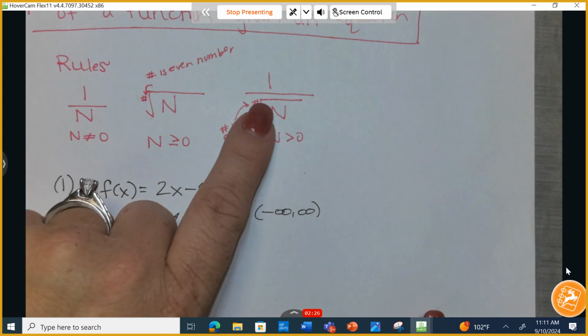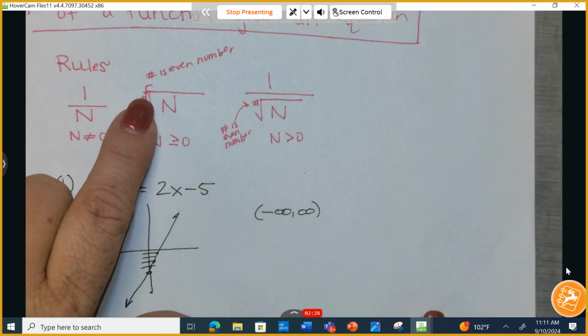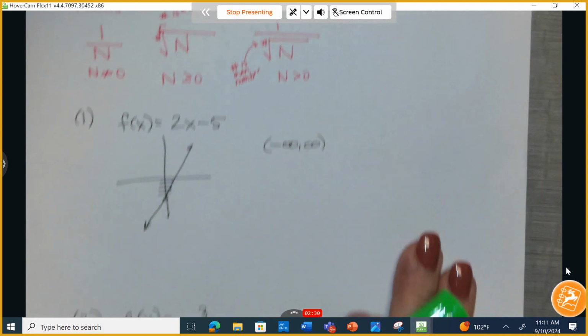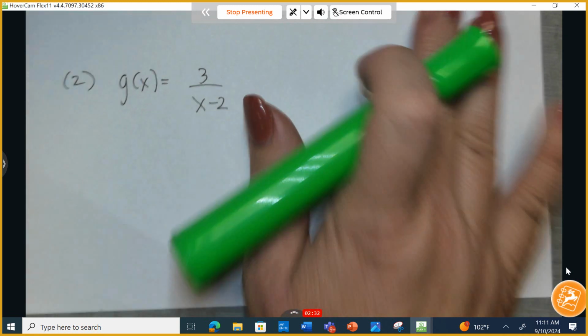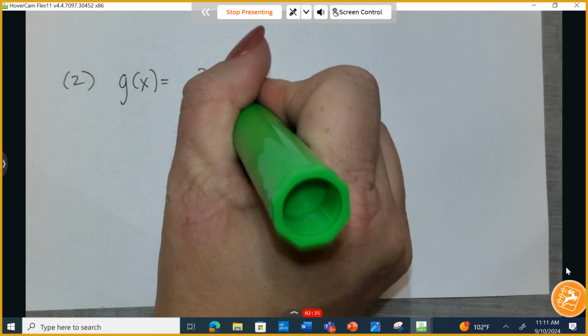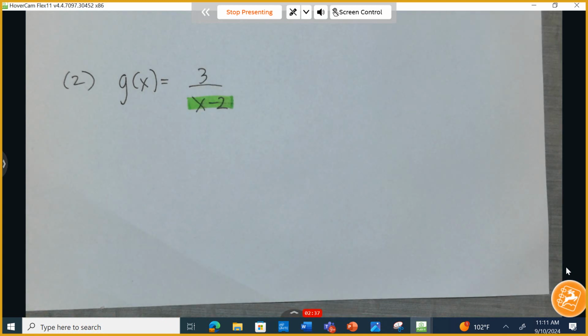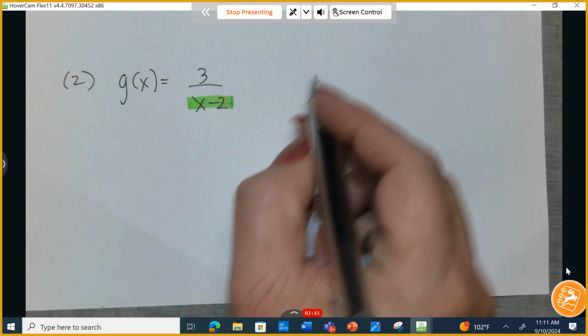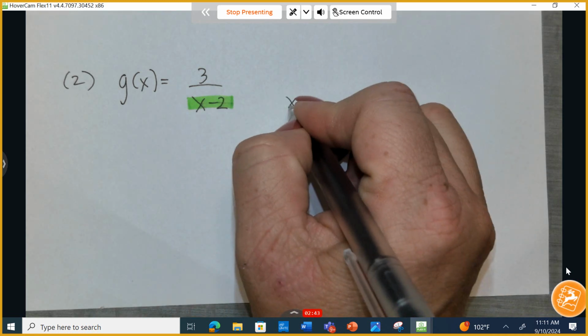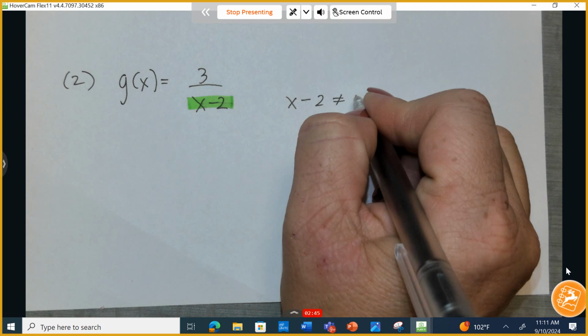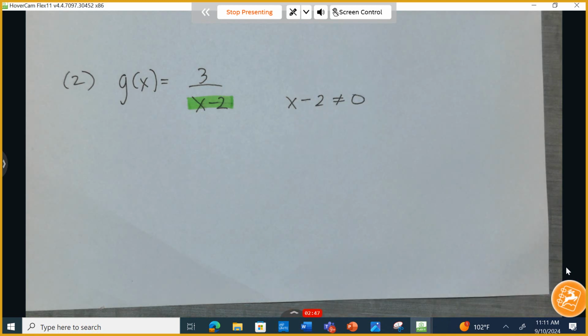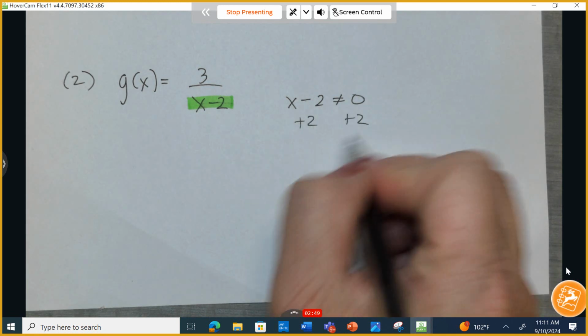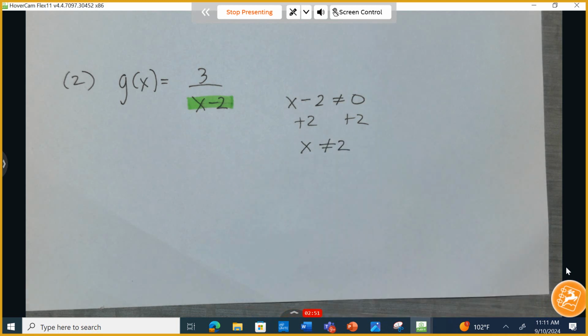If we have a radical, we're looking to see if the nth root is even: 2, 4, 6, 8, and so on. So here I can see that one of the 3 rules could potentially be broken, and that's because we have a variable in the denominator. So I'm going to take this portion and say, I know x minus 2 cannot equal 0. Then I solve, add 2, x cannot equal positive 2.